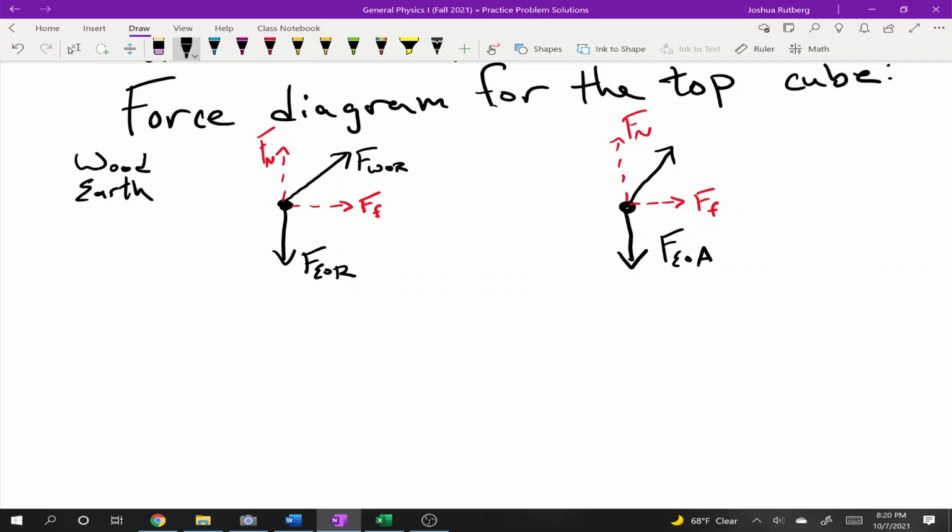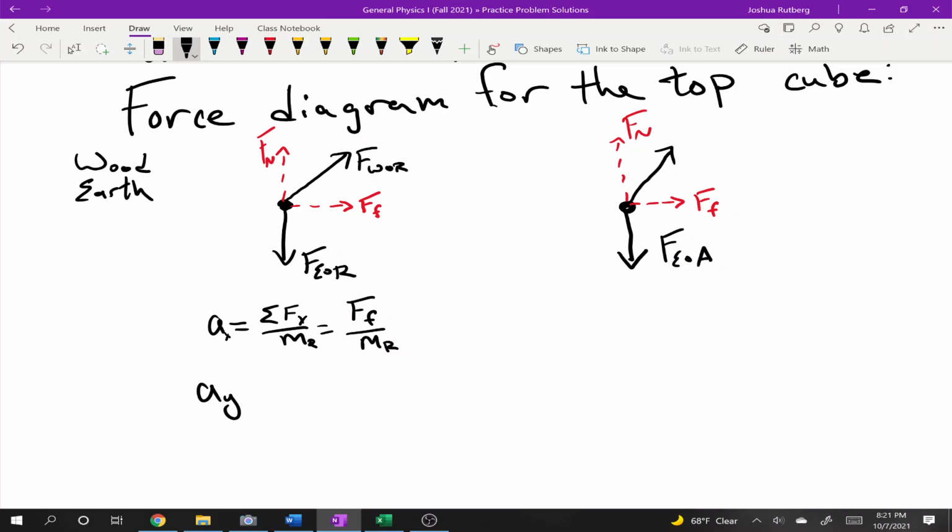And as always, when I draw a force diagram, I'm going to write out Newton's second law in all of the directions that I can. So the acceleration in the x direction is the sum of the forces in the x direction divided by the mass. In this case, it's the mass of the rubber cube, is equal to the sum of the forces in the x direction, which are just that friction component.